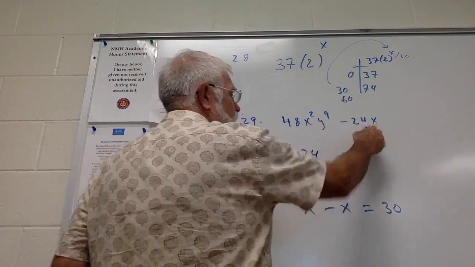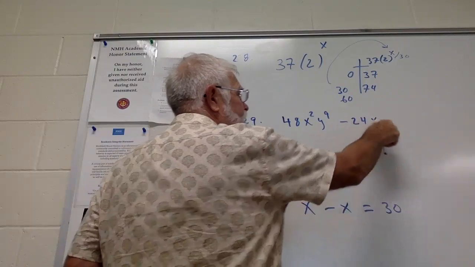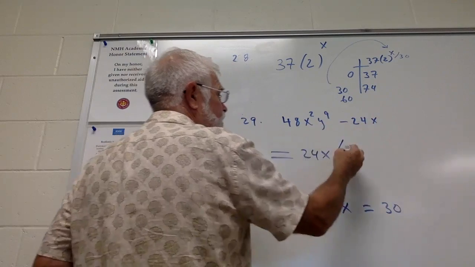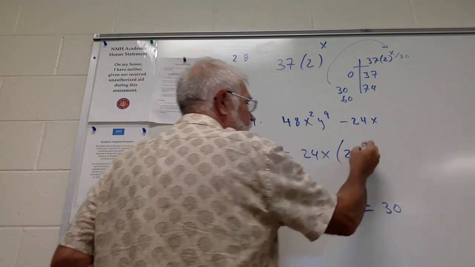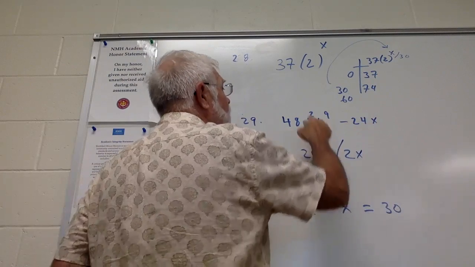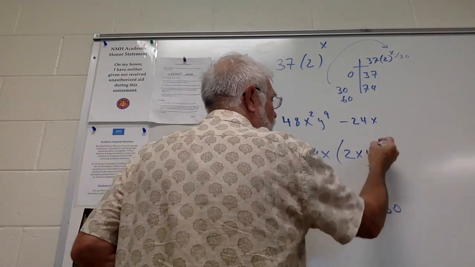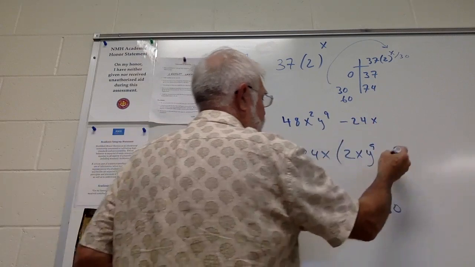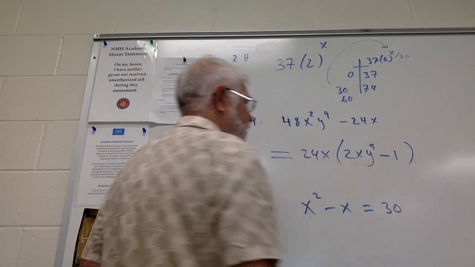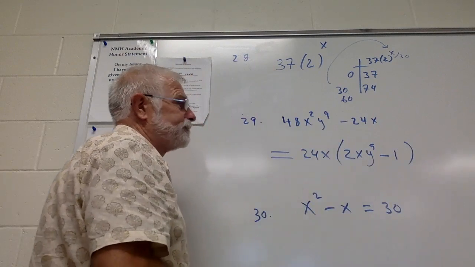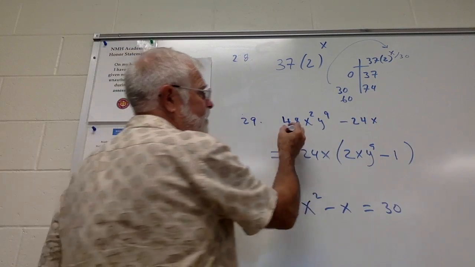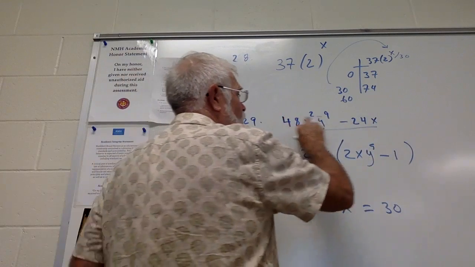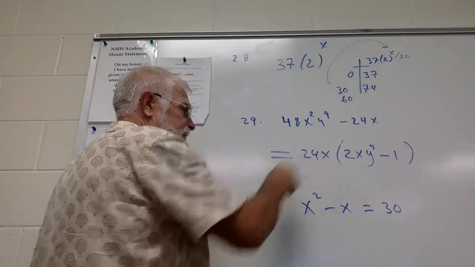What's common? X squared and x. What's common? Y to the 9th? Oh, no y's. 24x times what is this? Times 2 gets me back to 48. Times x, that gets me that. Y to the 9, that gets me the first term. And 24, I guess I better put a minus 1 there. That is now a product. Products are helpful because if I divided this by that, I'm going to get this, right? Just so you know what we're doing and why. All right, so that's the product.